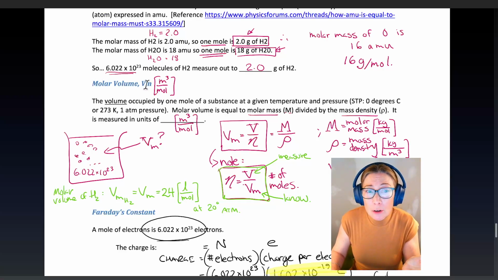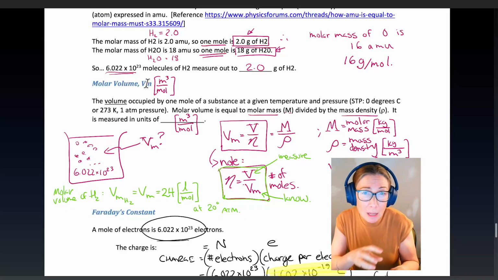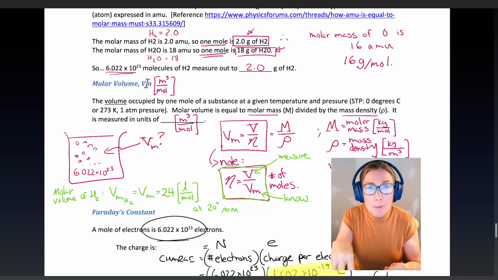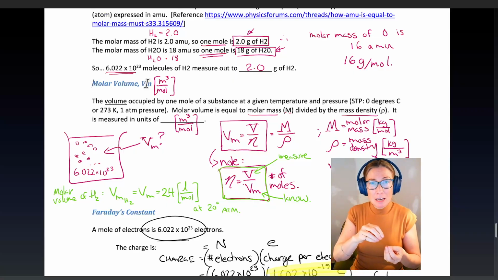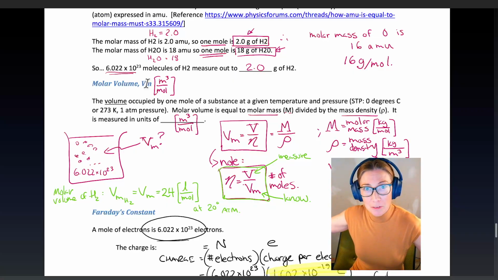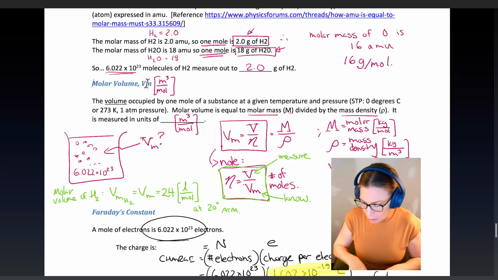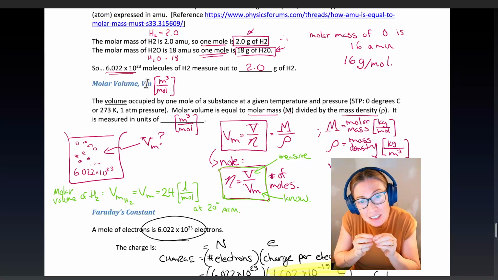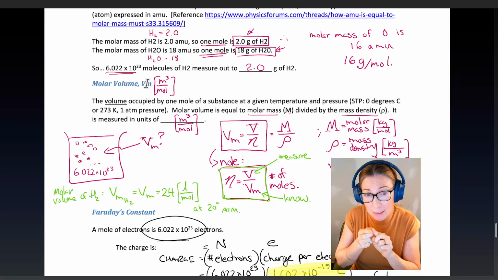The molar volume is the meters cubed, the amount of space it took up in volume per mole that I counted out. Let's think about cars again. I'm going to count out 6.022 times 10 to the 23 cars. They're going to take up a massive volume. I'm going to count out 6.022 times 10 to the 23 pieces of dust on my desk, that's going to be a teeny tiny volume in meters cubed, right?